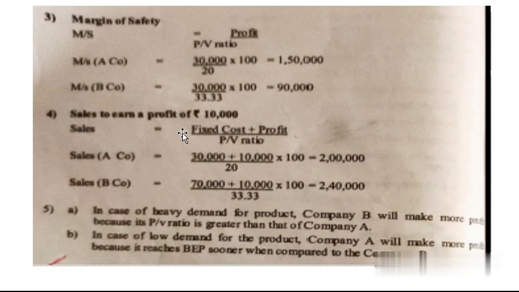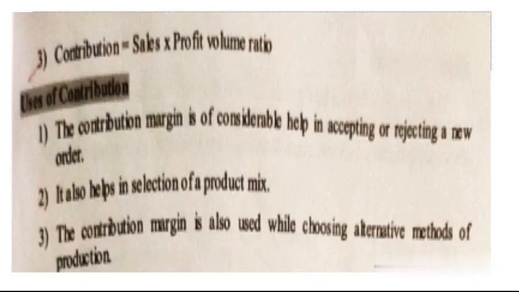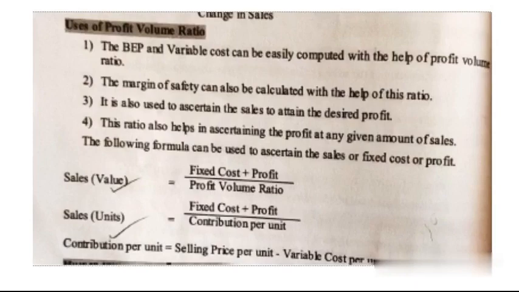So sales is equal to fixed cost plus profit divided by PV ratio. This formula is also there in the explanation. So this formula exists here. So sales, to find out in units, there's one formula. If values are given, there is one formula to be used. So as it is values, we will take this formula: fixed cost plus profit divided by profit volume ratio.